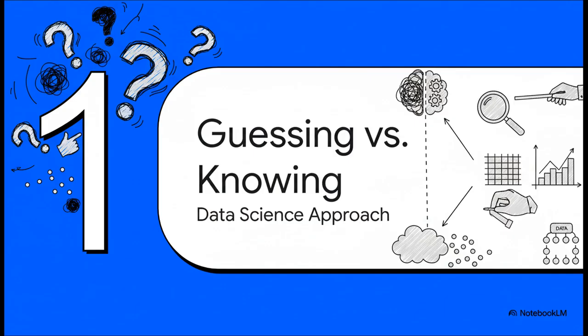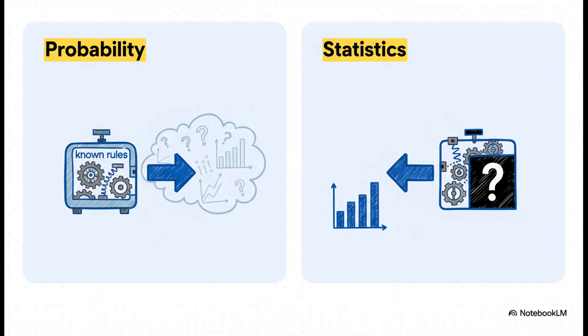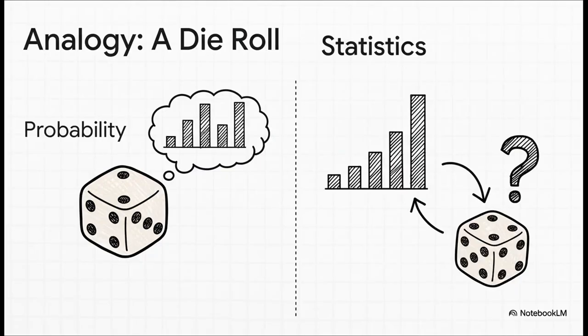To figure this out, we have to stop guessing and start thinking like a data scientist. And that means understanding two really different ways of looking at a problem like this. It really comes down to the difference between probability and statistics. See, probability is all about reasoning forward. You know the rules of the game, like, a coin is fair, and you try to predict what's going to happen. But statistics works backwards. You have the results, the data, and you're trying to figure out what rules or what process could have possibly created it.